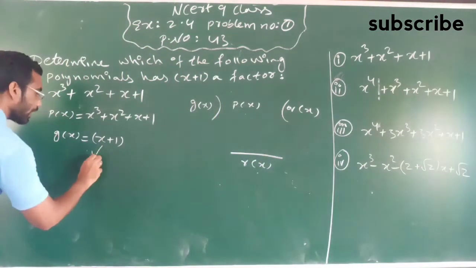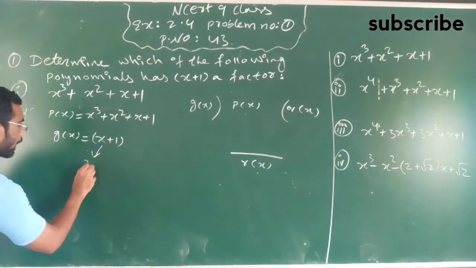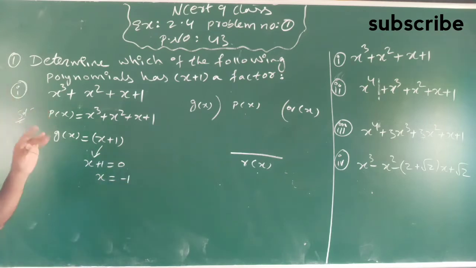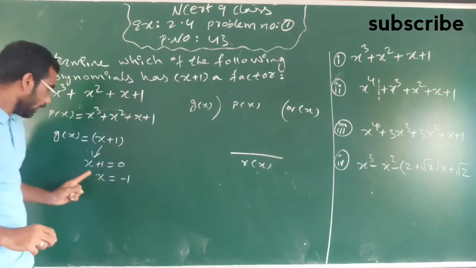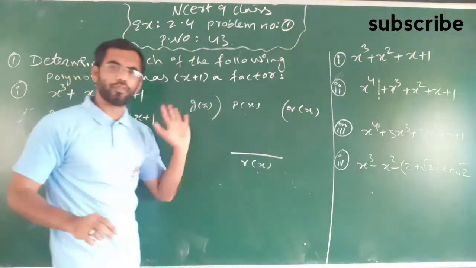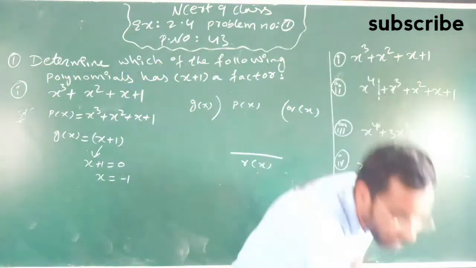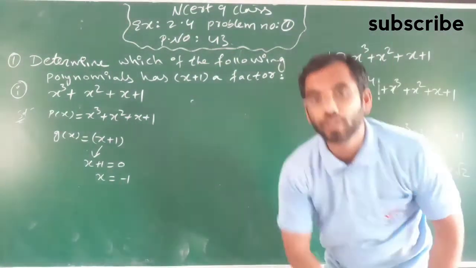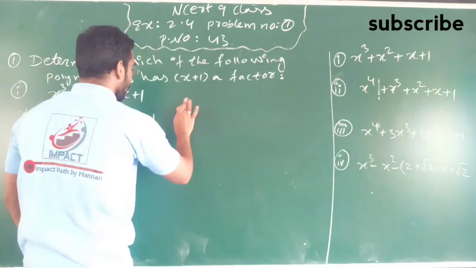Now we take x plus 1 equal to 0, then x is equal to minus 1. As we saw in the previous videos, x plus 1 equal to 0 gives x equal to minus 1. It is similar to the previous problems, so there is no need to get confused. Now we will substitute the value of x in the given polynomial.